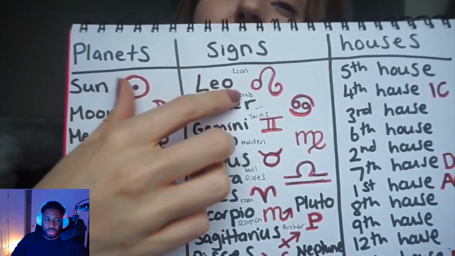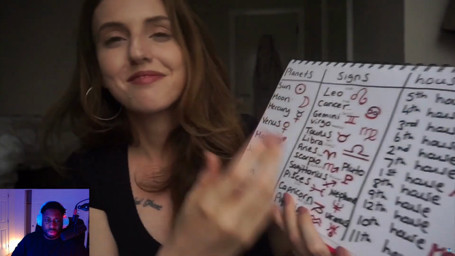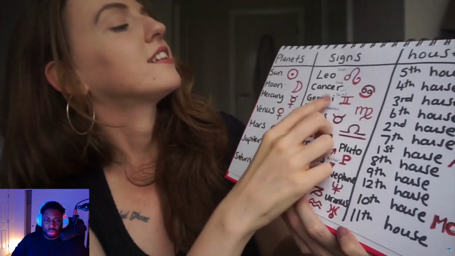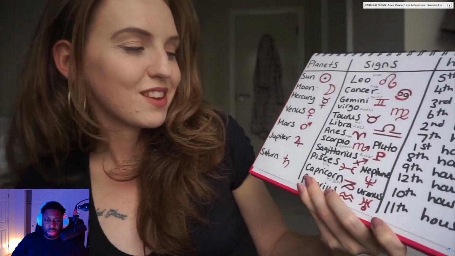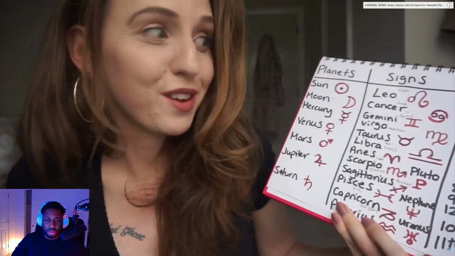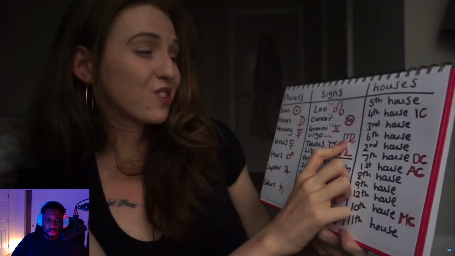But I've also put little tiny words here just to say, for Leo, lion, and Cancer, crab. I mean, if I was to look at this and I was new to astrology and I saw just the Virgo symbol, for example, I wouldn't have a clue.